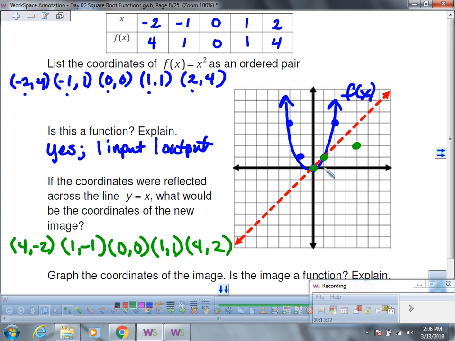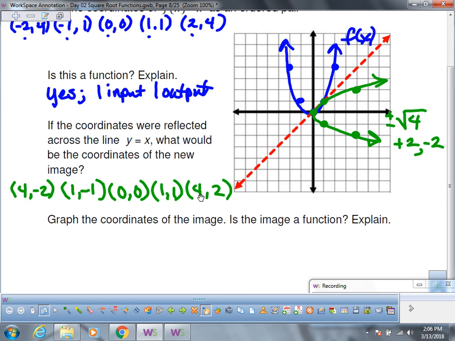Technically, yes. Over 1, down 1. Over 1, 2, 3, 4, down 2. But when I take the square root of 4, I get plus or minus 2, right? I get a plus and a minus 2. But this part of my function right here makes it not a function, because it doesn't pass the vertical line test.